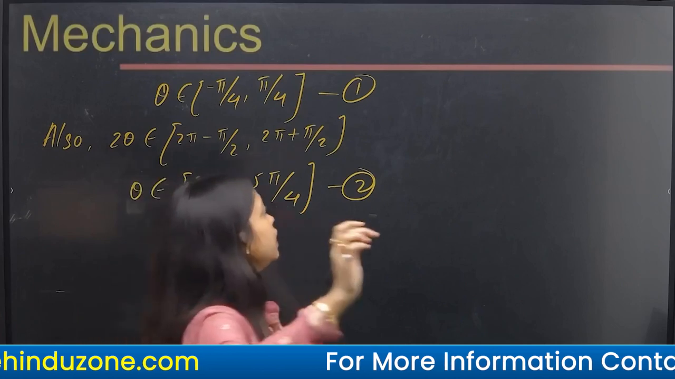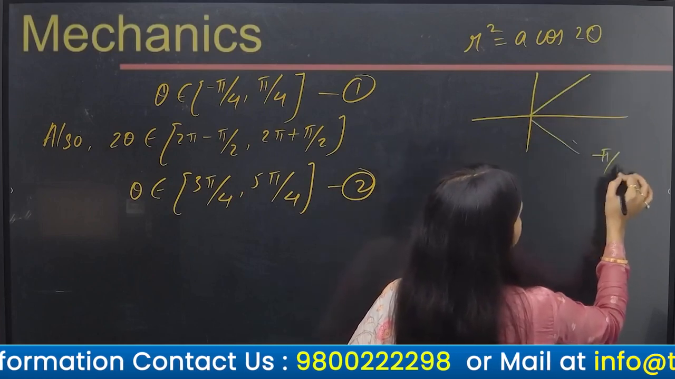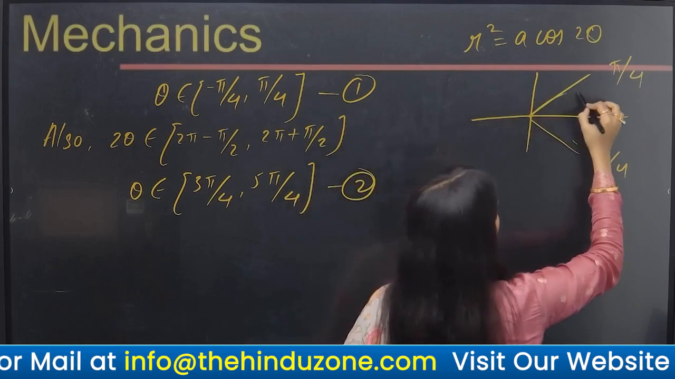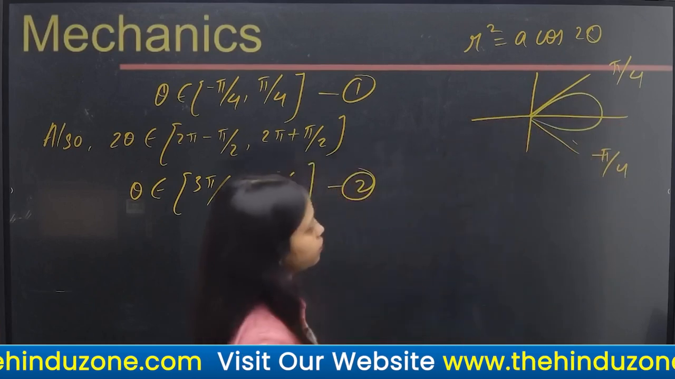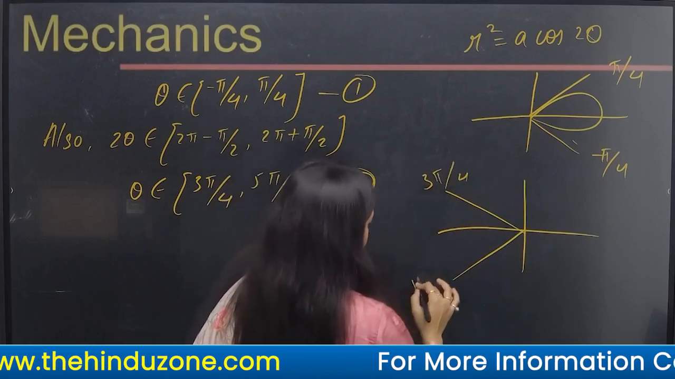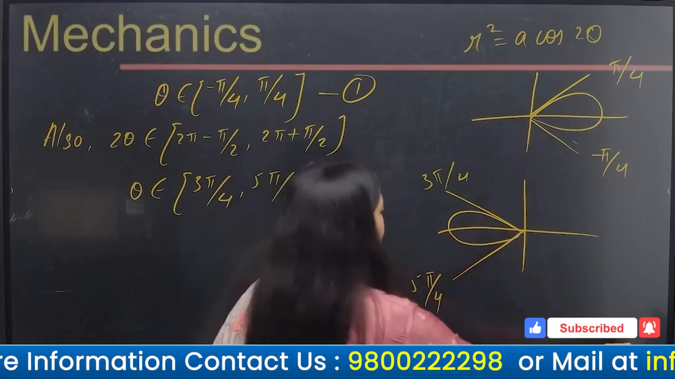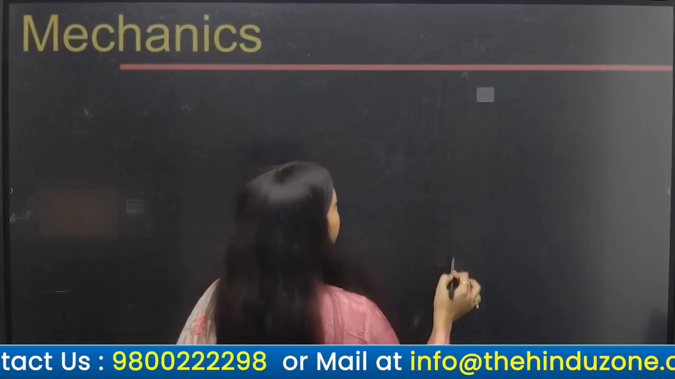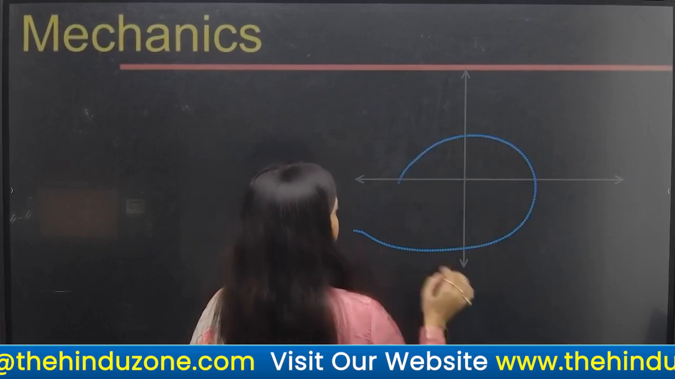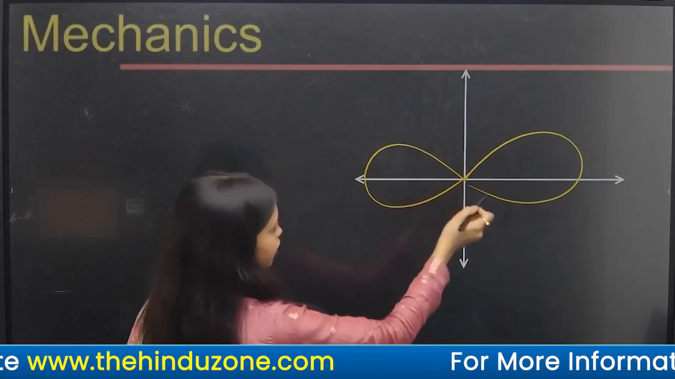So from 1, you can see we have R square equals A cos 2 theta. So this is minus pi by 4 to pi by 4. In that range, your cos 2 theta will be like this. And in the second one, this is 3 pi by 4, this is 5 pi by 4, so here it will be like this. If you combine them, you'll get this, which is also called a lemniscate. It is identical, symmetric about the y-axis.